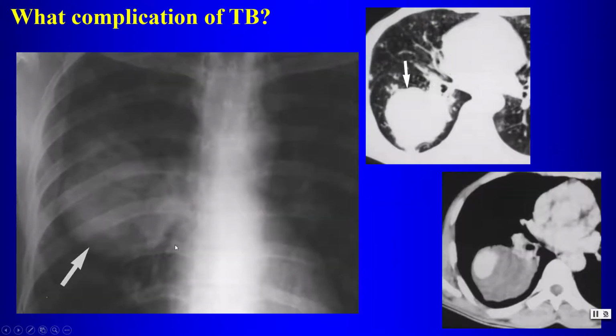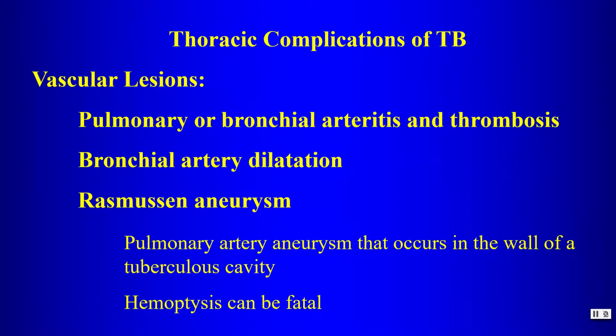What complication of TB is this? Here we have what looks like a large mass, and on the CT we notice that after contrast there is this large enhancing region here. Well, this is a large pseudoaneurysm from tuberculosis, so this is a Rasmussen aneurysm. There are various vascular complications from TB: pulmonary or bronchial arteritis and thrombosis, bronchial artery dilatation, and Rasmussen aneurysm. These represent pulmonary artery aneurysms that occur in the wall of a tuberculous cavity, and of course these are at risk for hemoptysis.